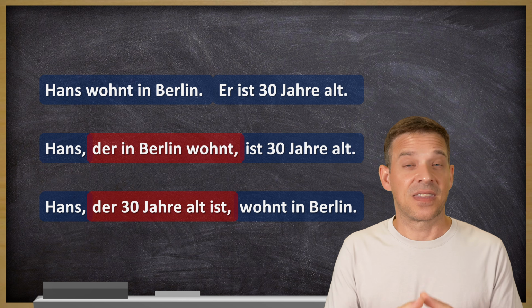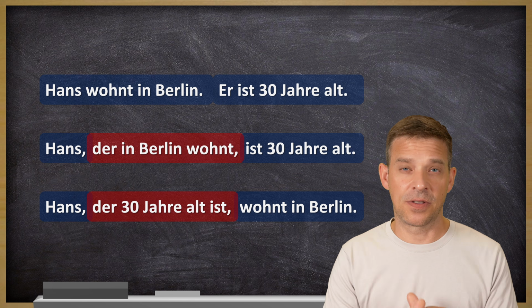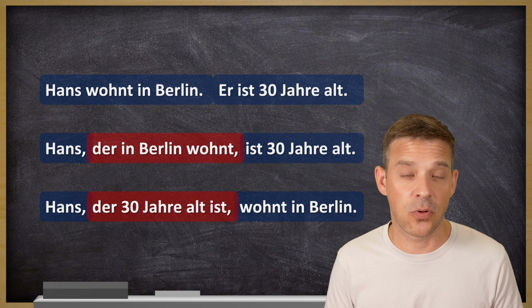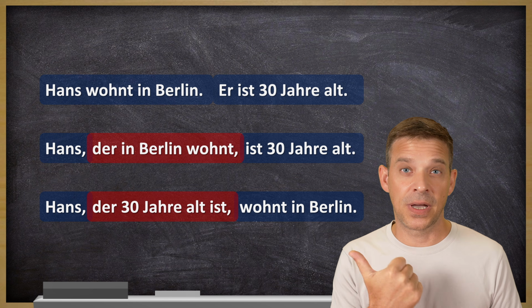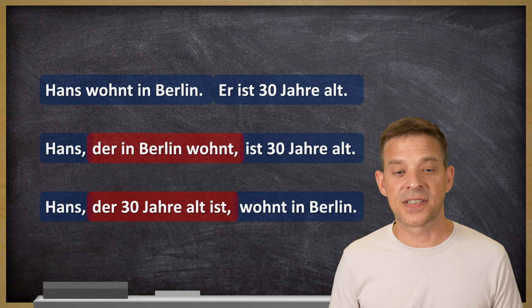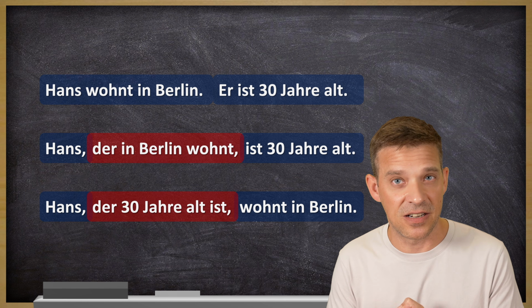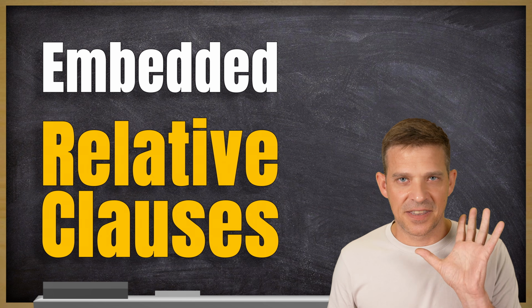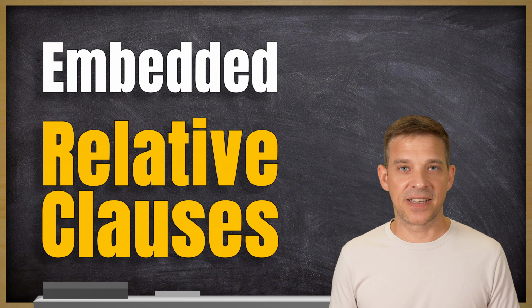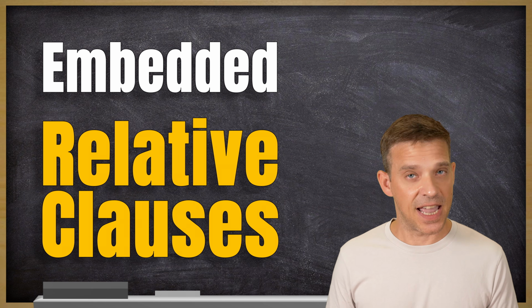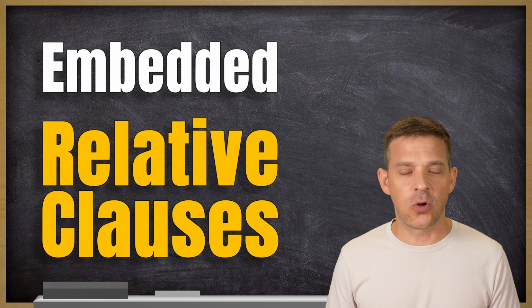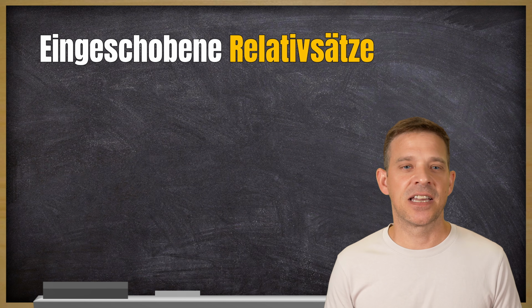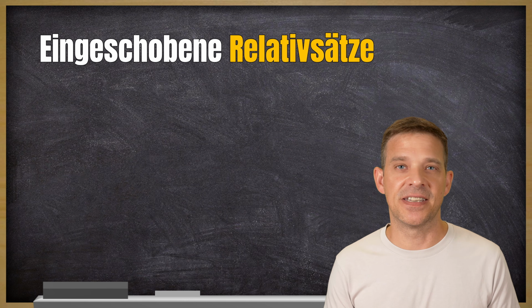So if you think that he lives in Berlin is for you the perfect information or the most important information, then you would pick sentence number 2. Hans, der 30 Jahre alt ist, wohnt in Berlin. This topic is called Embedded Relative Clauses, a B1 topic, und auf Deutsch heißt das eingeschobene Relativsätze.